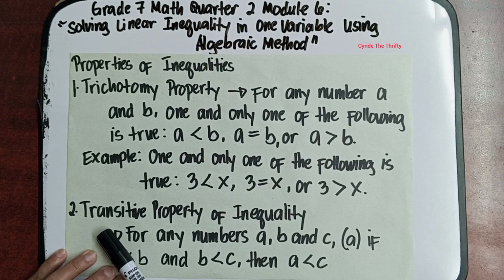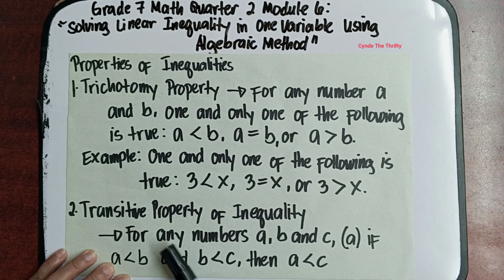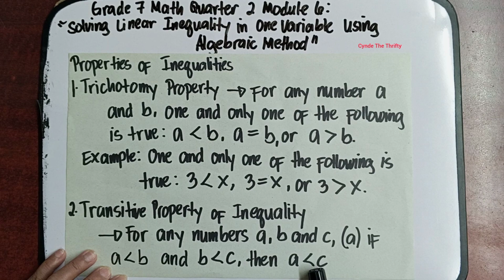Second property is transitive property of inequality. For any real numbers A, B, and C, if A is less than B and B is less than C, then A is less than C. Kapag si A is maliit kaysa kay B at si B is mas maliit kaysa kay C, then si A is maliit kaysa kay C.